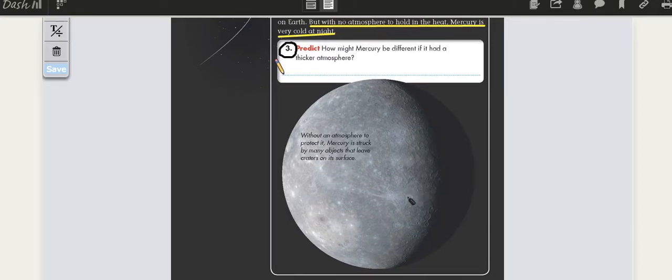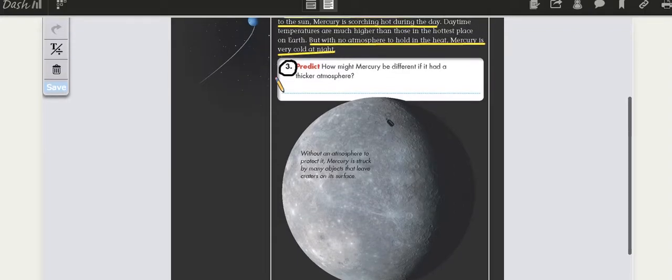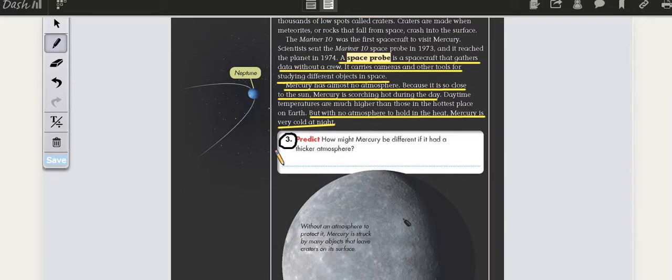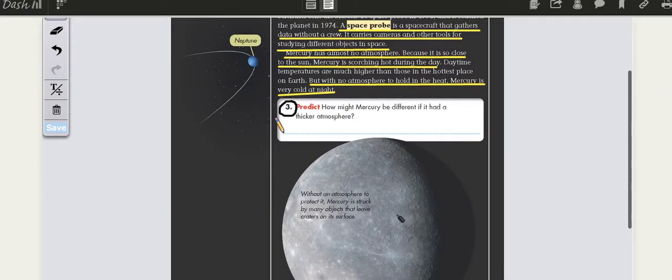And we can notice that it has a lot of craters. Craters occur actually when objects like meteors or rocks fall from space and crash into the surface of this planet. So they leave holes on the surface of the planet. So we call these craters.